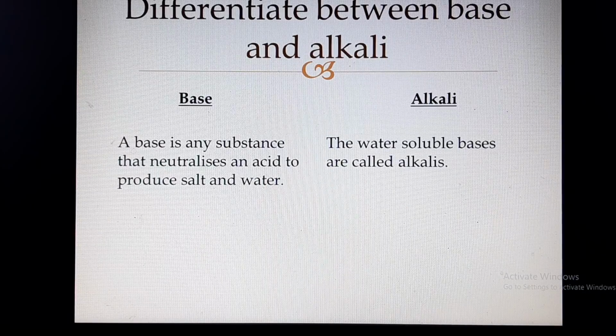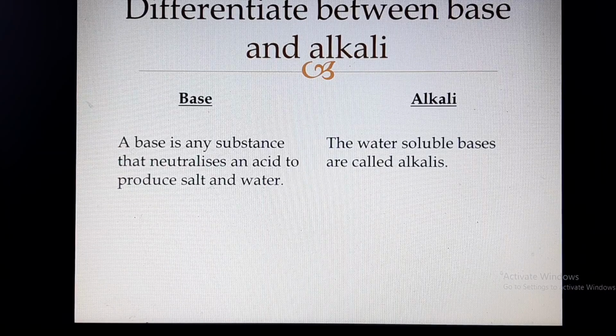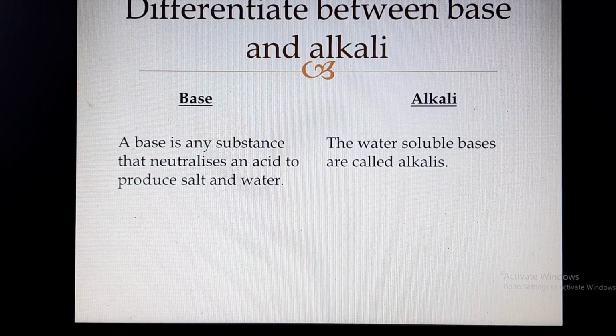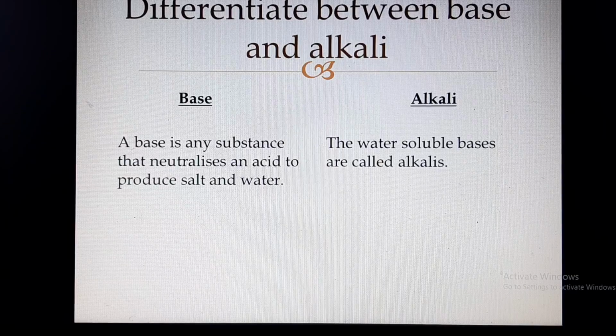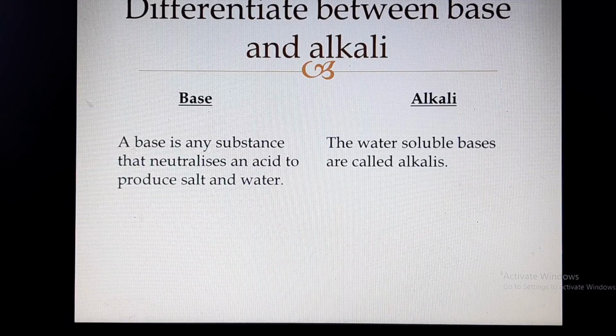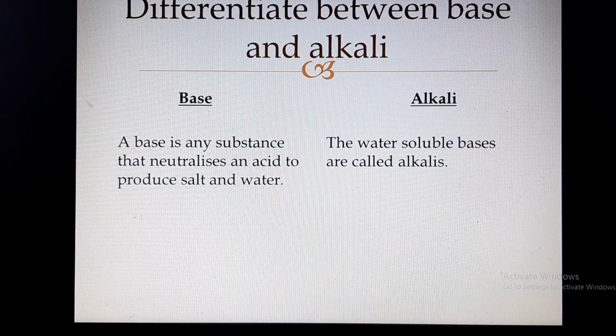So all alkalis are bases, but not all bases are alkalis. Why? Because only the water soluble bases are called alkali. So that is the difference between base and alkali. And in the neutralization reaction, we call it an alkali because in the neutralization reaction we are using water soluble bases, so we can call it alkali. So our third objective is also now very clear, differentiate between base and alkali.